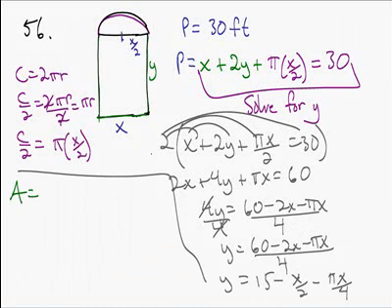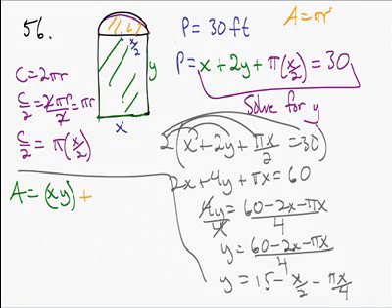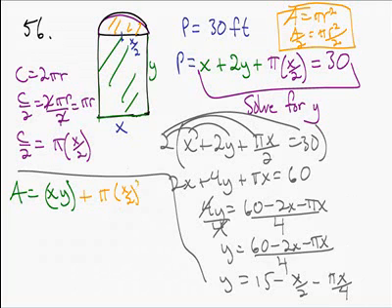The area of this thing is going to be x times y. That's the area of the rectangle, plus the area of the semicircle. What's the area of a circle? Well, the area of a circle is equal to pi r squared, so we want half of that because we just have a semicircle. So it's going to be plus pi times the radius. Well, the radius is x over 2 squared, all that divided by 2.